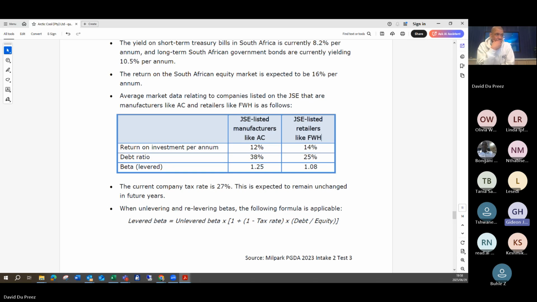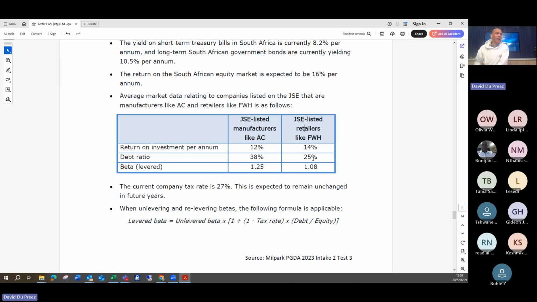We said yes in the chat. Okay, all right. So you're using FWH. Basically we're saying JSE listed retailers like FWH. So you say, I'm going to use the beta of the JSE listed company that is closely similar to the company that I'm trying to calculate the weighted average cost of capital for.